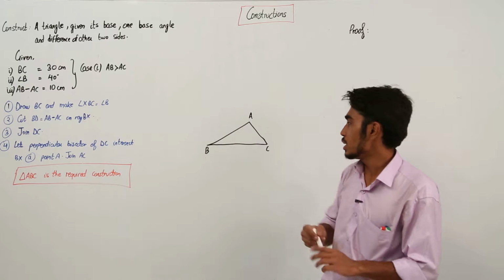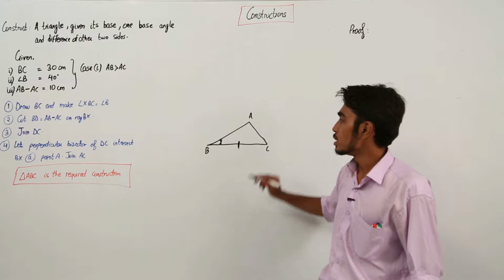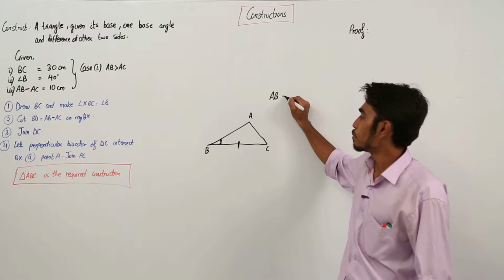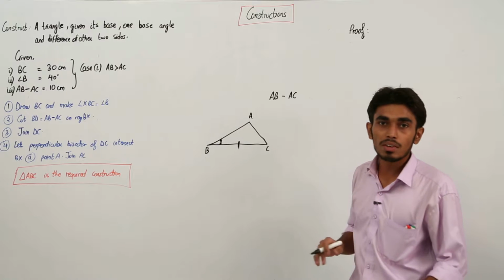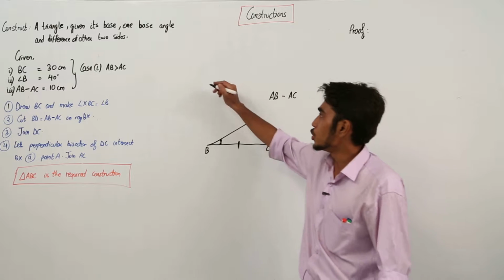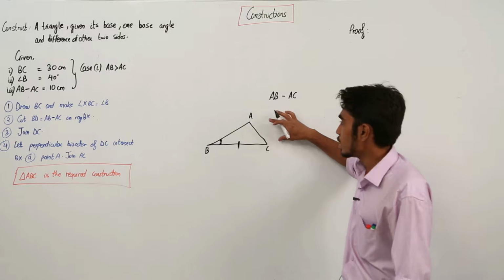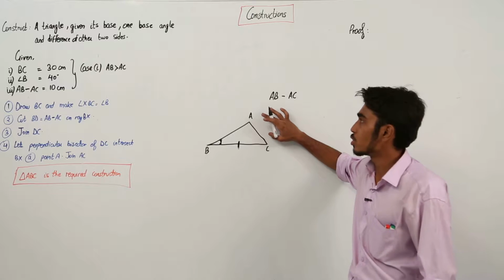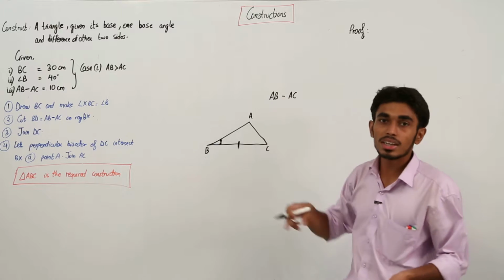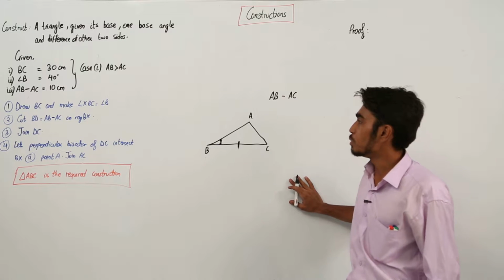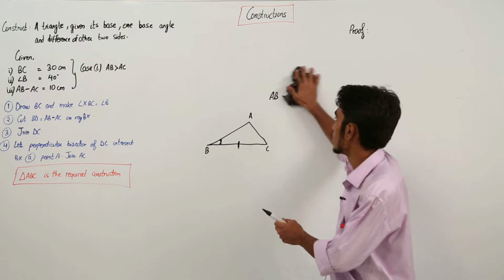As I can see, BC is given to us, angle B is also given to us, and the third parameter, AB minus AC, is given to us, right? So the first case that we'll be discussing will be when we assume that AB is greater than AC, that is this side is greater than this side. This is the first case that we'll be doing. In the second case, we'll be assuming that AC is greater than AB and we'll proceed with the construction. So let us start with the construction when we know that AB is greater than AC, right?